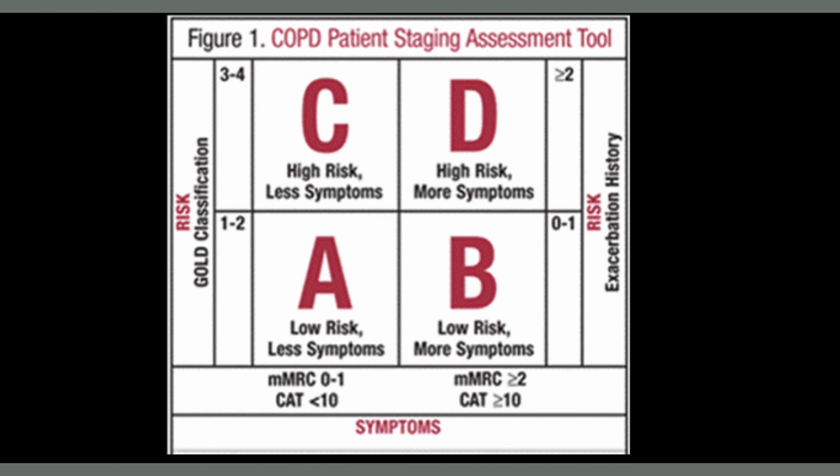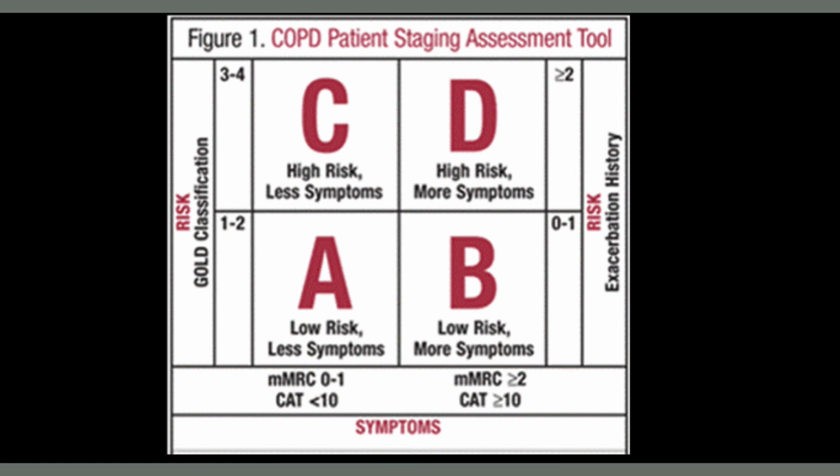Once you know the risk classification based on the PFT scores on the left and the MRC symptom score at the bottom, you can then use the COPD staging assessment tool, which is in the 2017 GOLD guidelines, to determine if the patient is in COPD stage A, B, C, or D. The exacerbation history on the right in the column can also help determine the risk.